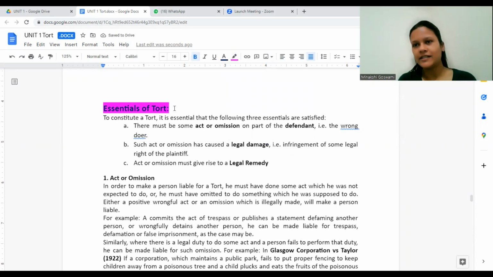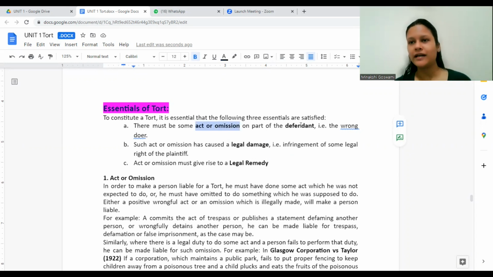So when we talk about essentials of tort, there are three essentials that we need to prove or we need to have in order to constitute a tort, in order to claim for some kind of a relief, in order to go to the court. First is act or omission. Act or omission on the part of defendant.